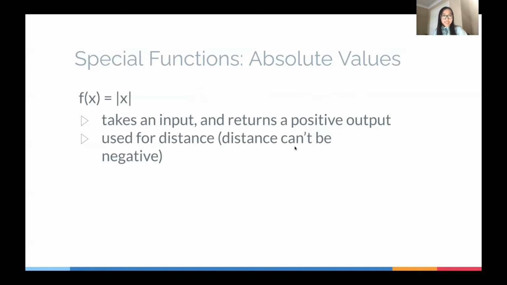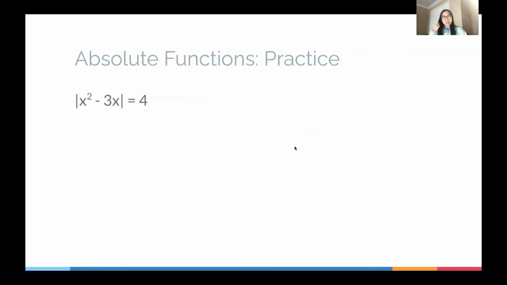All right. So for our first example, I'm gonna go through this one with you guys. What if we have the absolute value of x squared minus 3x equals 4? Like, how do we go about solving this? You can't just move the 4 to the other side because this is a little different.